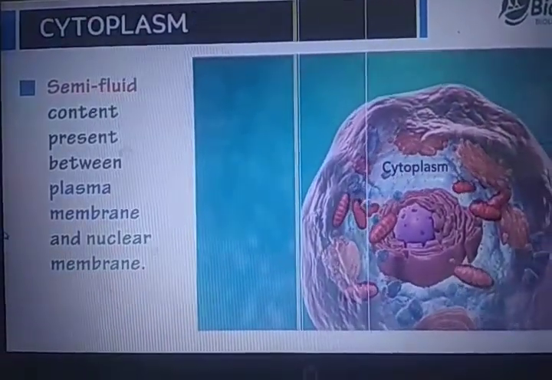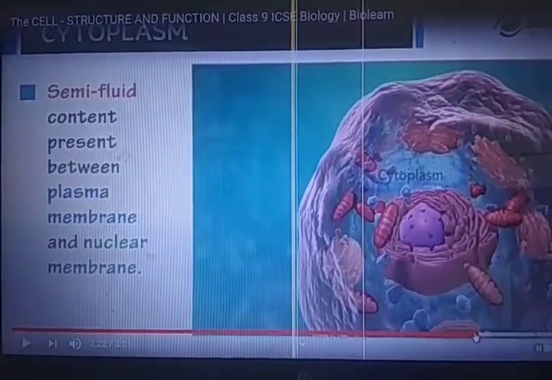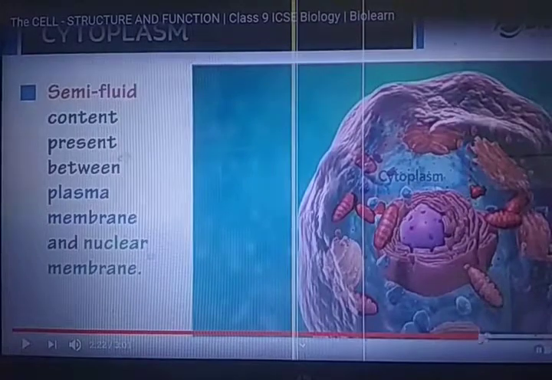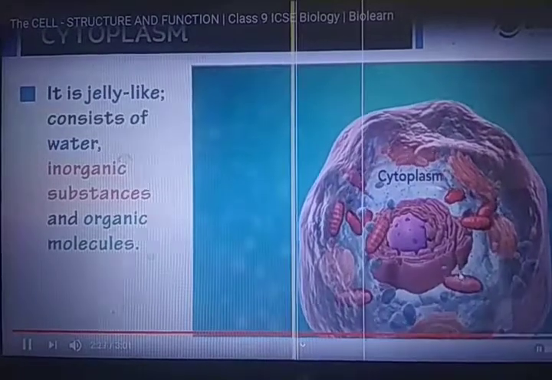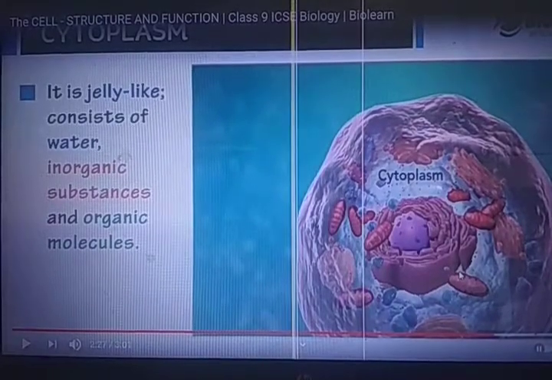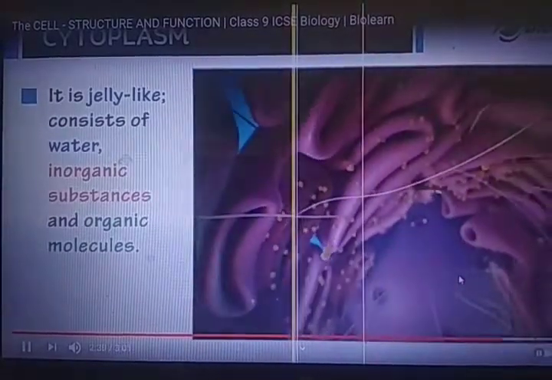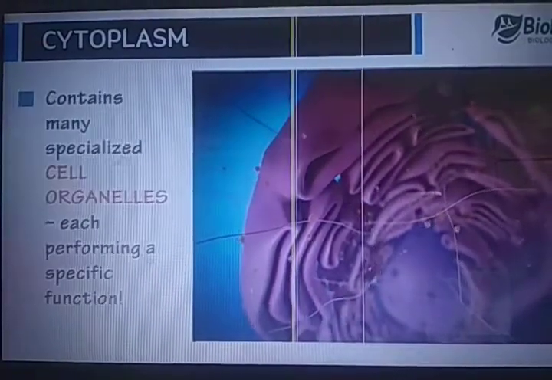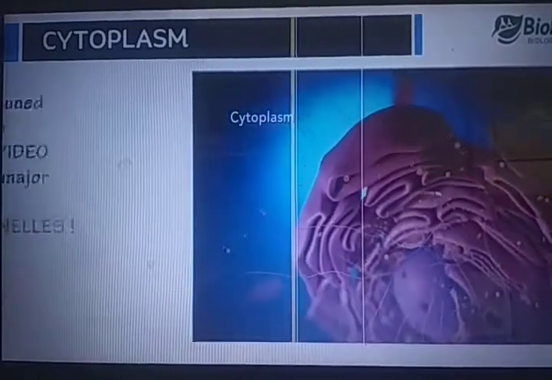And the third one, cytoplasm. Cytoplasm is a semi-fluid content present between the plasma membrane and the nuclear membrane. You can see here the cytoplasm. It is jelly-like and consists of water and organic substances. You can see here many chemical reactions occur. It contains many specialized organelles performing specific functions. They have different functions.